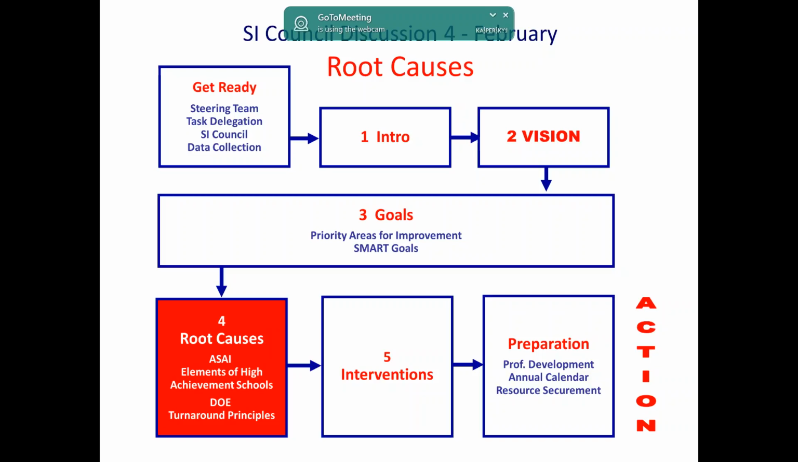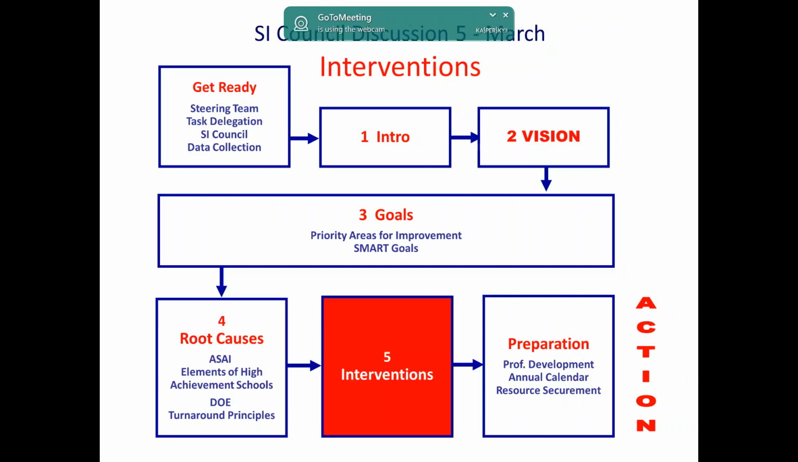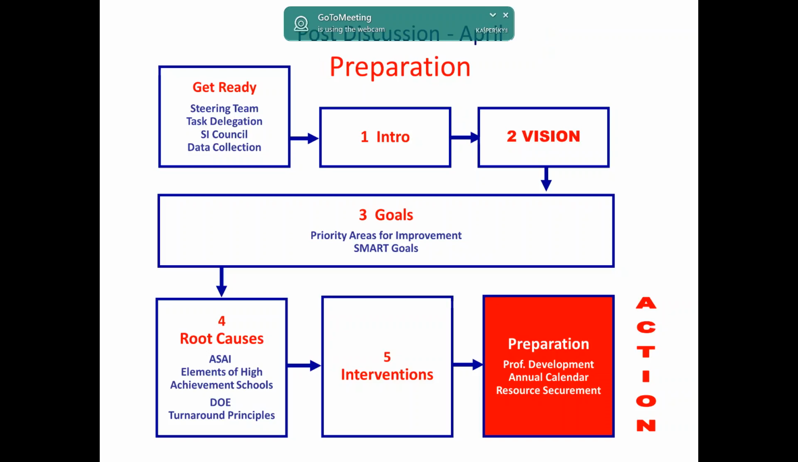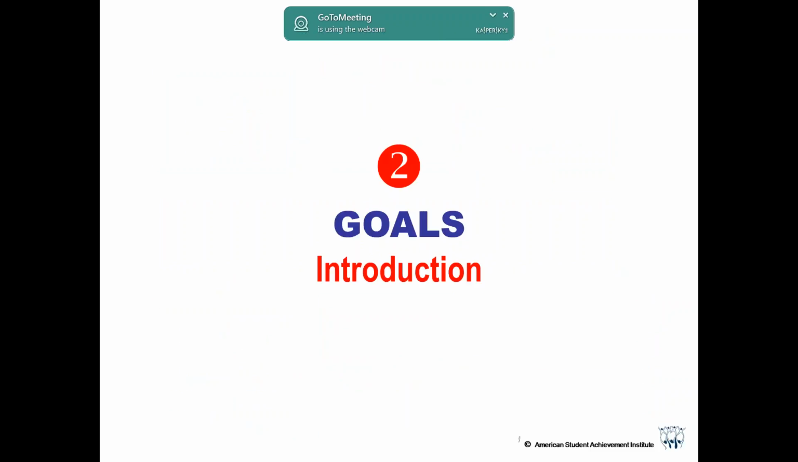So you cannot go on in our process until you've got your goal statements written and approved by us. Then we'll go to root causes. Why aren't we achieving those goals? Then we'll go to interventions, and then we'll go to that preparation step so that the interventions are ready to go at the beginning of next school year. So, okay, quick overview of the process, and now let's look at goals.